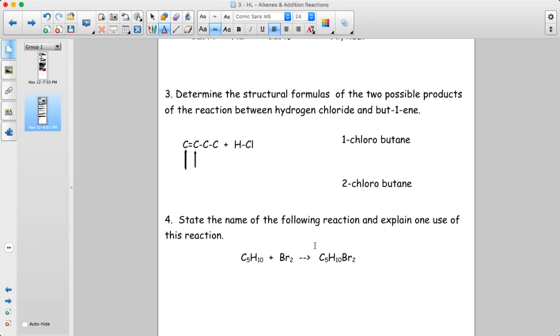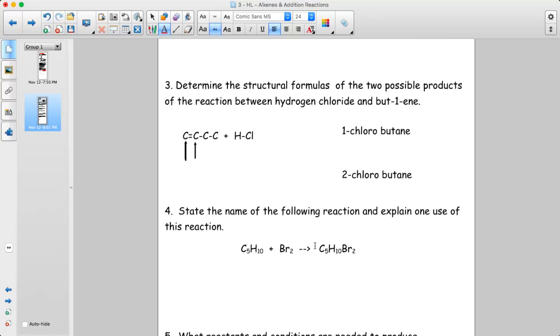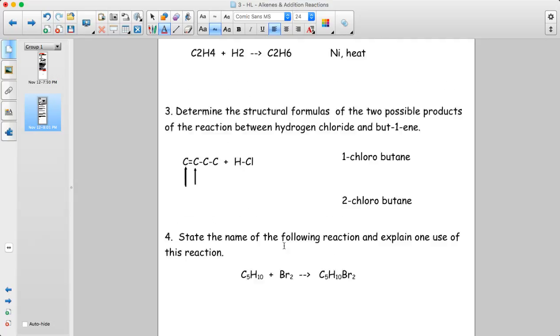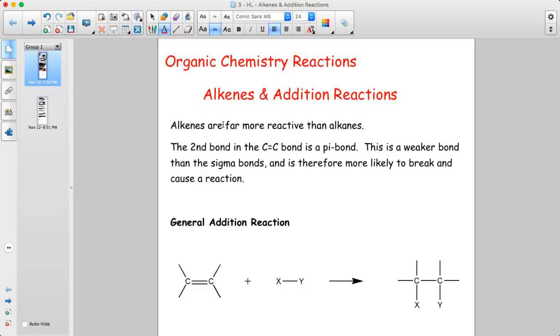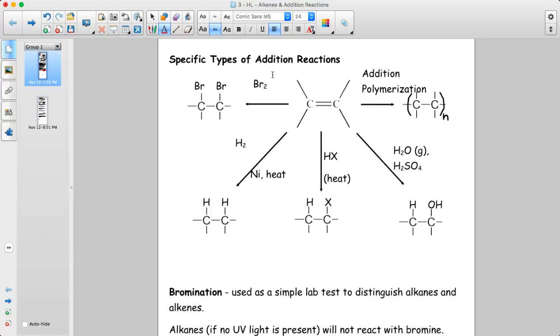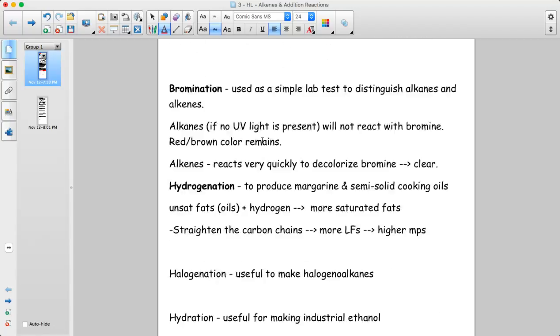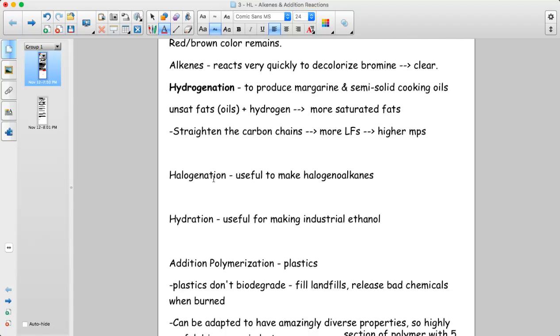They really are fairly simple. Addition's probably the simplest of all the reactions that we know. For HL, you're going to learn a mechanism for it that's more complicated. But the straightforward content is to just know which different chemicals can get added to the carbon-to-carbon double bond, and being able to write out chemical equations or structural formulas for the products, and knowing the names of the reactions and the uses for them.